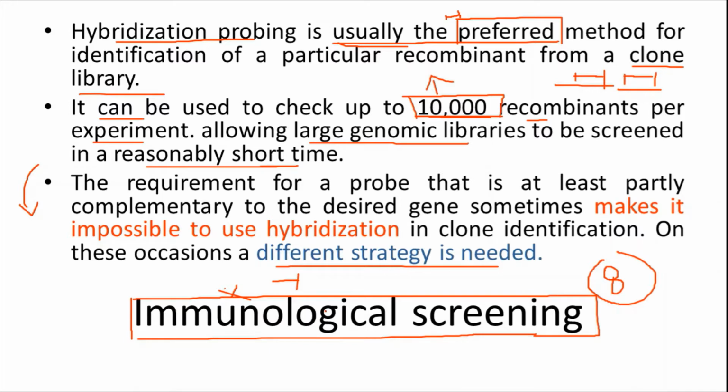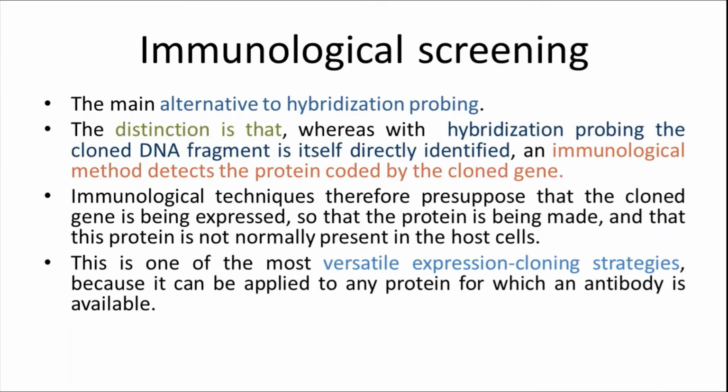And also, this addresses the problem in the hybridization method. Immunological screening is the main alternative method to hybridization. The main alternative method. Hereafter no other method is available. Some methods exist but have a lot of problems. These two methods have the least problems. This is the main alternative method to hybridization probing.